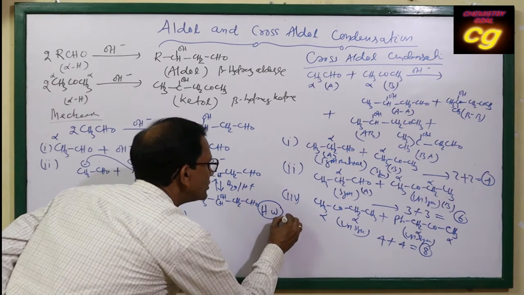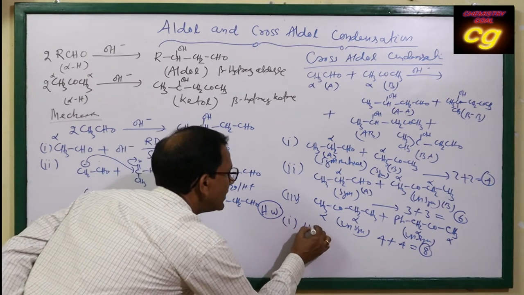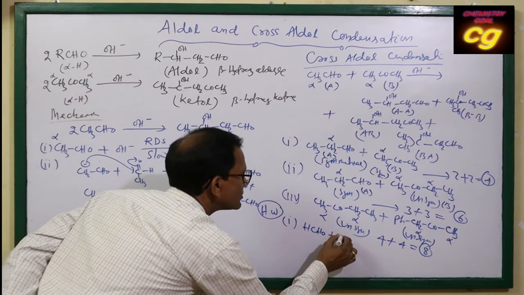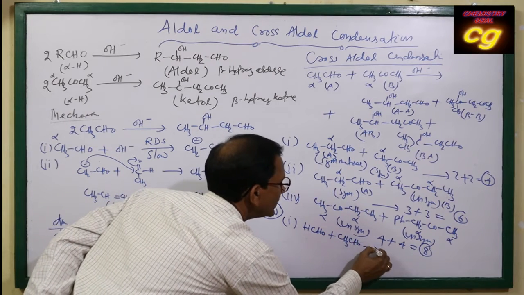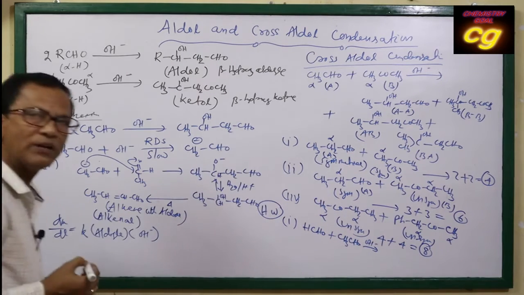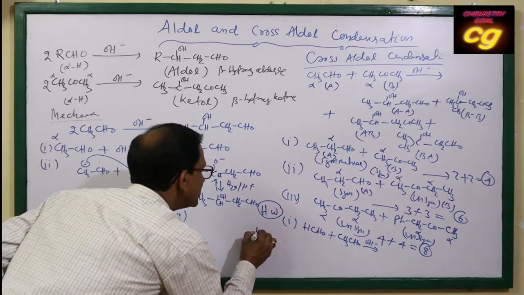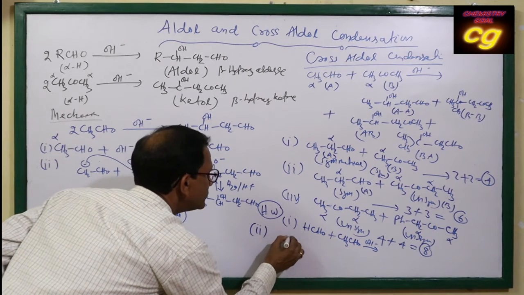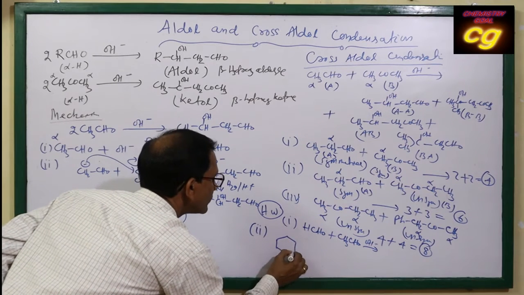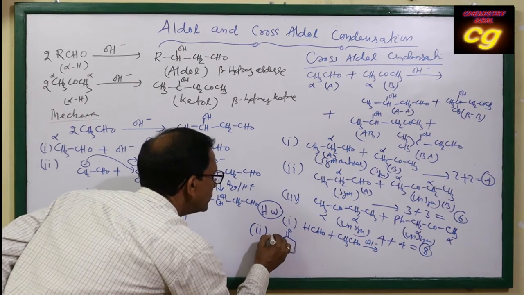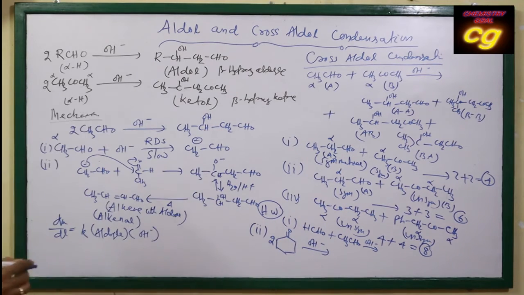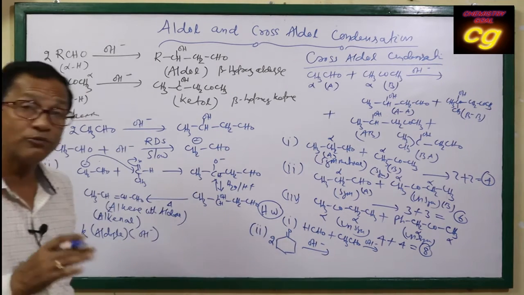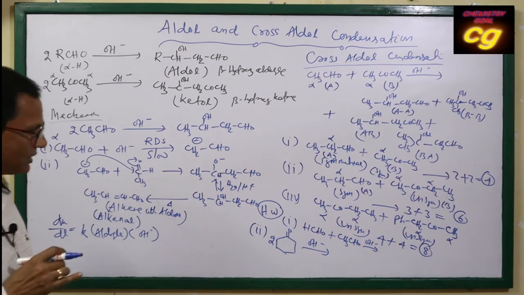First question is, suppose one is formaldehyde plus acetaldehyde in presence of OH minus. This is one question. Second question is, if this is your ketone, 2 molecules of ketone in presence of OH minus. So what is the possible product? So these two questions you have to see. I am giving the hints.